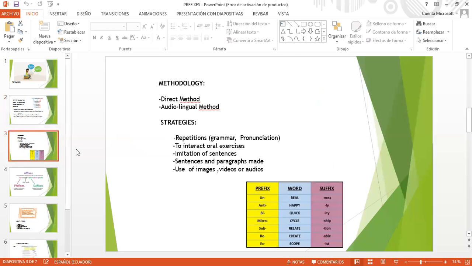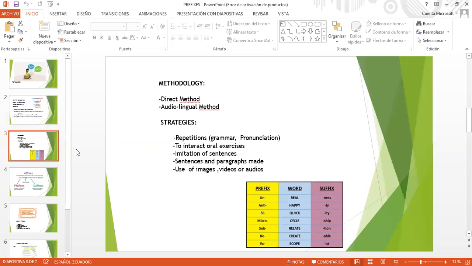Now, the methodology is going to be the direct method and the audiolingual method. The strategies: repetitions, grammar, pronunciation, very important. Interact with oral exercises with the class to motivate them to learn. Imitation of sentences, sentences and paragraphs, and we're going to use images, videos, and audios.